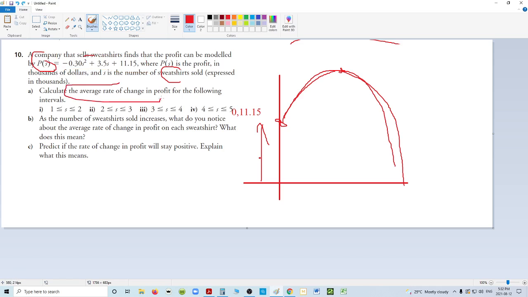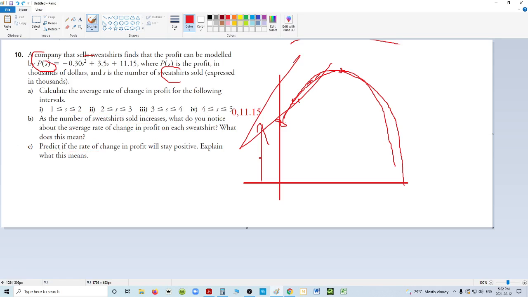Calculate the average rate of change in profit for the following. So you're taking between 1 and 2 units, so from here to here. You're probably going to have a rate of change that's increasing. From 2 to 3, from here to here, and it's probably going to be starting to slope off. From 3 to 4, and I'm not sure where the turning point is. And from 4 to 5,000 units. As the number of sweatshirts sold increases, what do you notice about the average rate of change in profit?